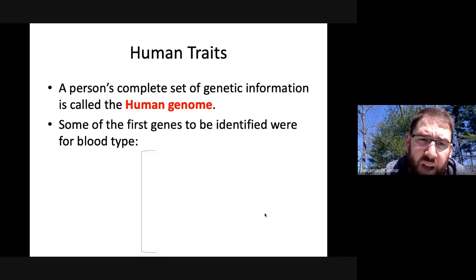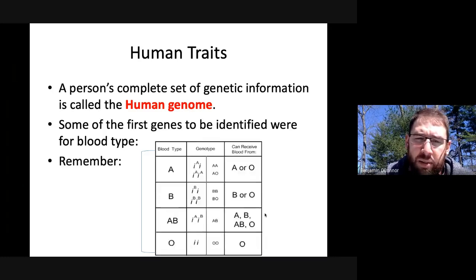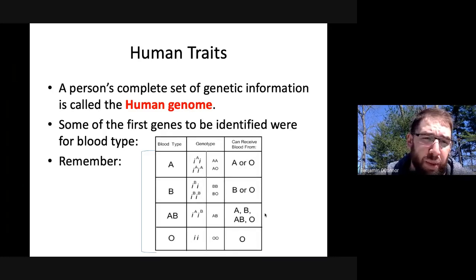All right, some of the first genes to be identified were blood type. Back in the day, before modern medicine was as advanced as it is, one of the first speed bumps that we hit was people who were sick needing blood transfusions. And we figured out very quickly that you couldn't just put anybody's blood into another body because some people wouldn't be able to handle it. And that made us create this blood typing system.